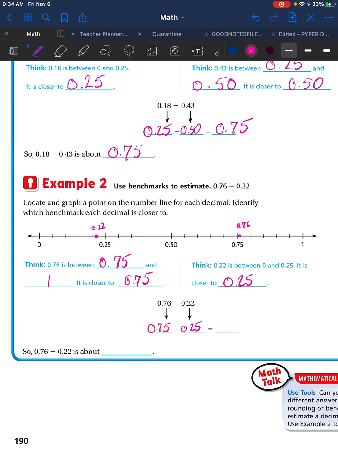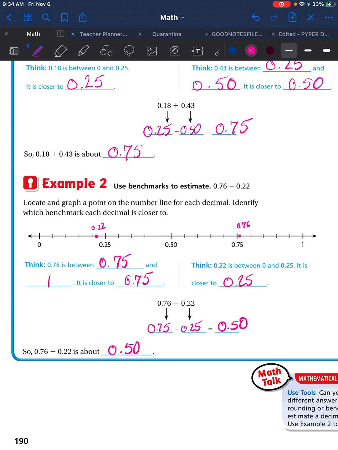And 25 plus 75 is, oh, this is subtraction. Sorry, guys. So 75 minus 25 is 50. Okay. And down here at the bottom, it's just asking us to repeat our answer.